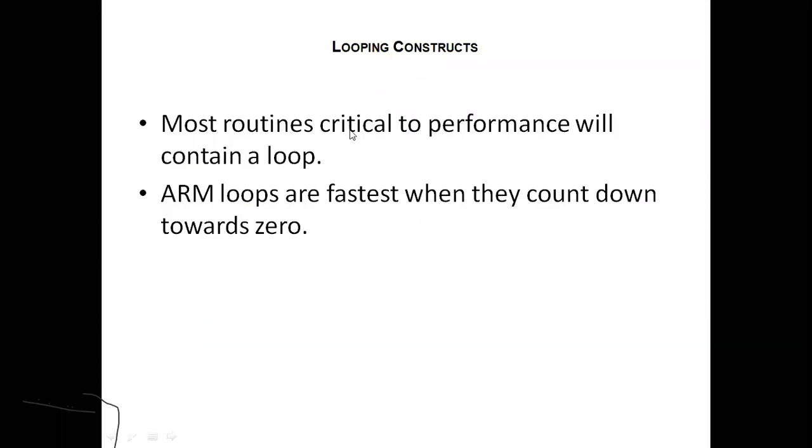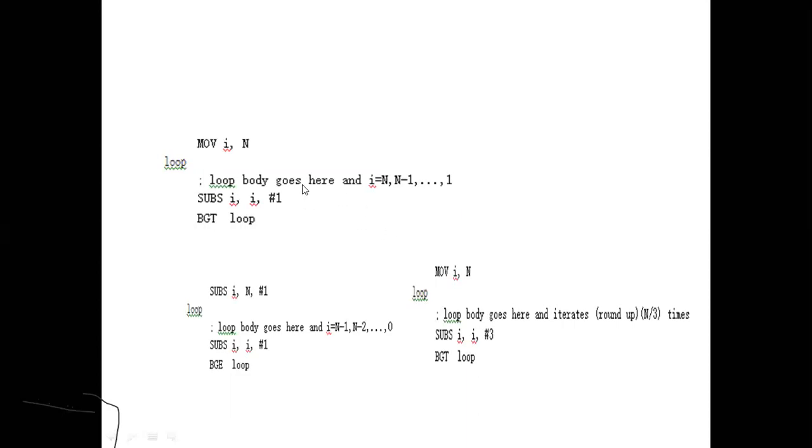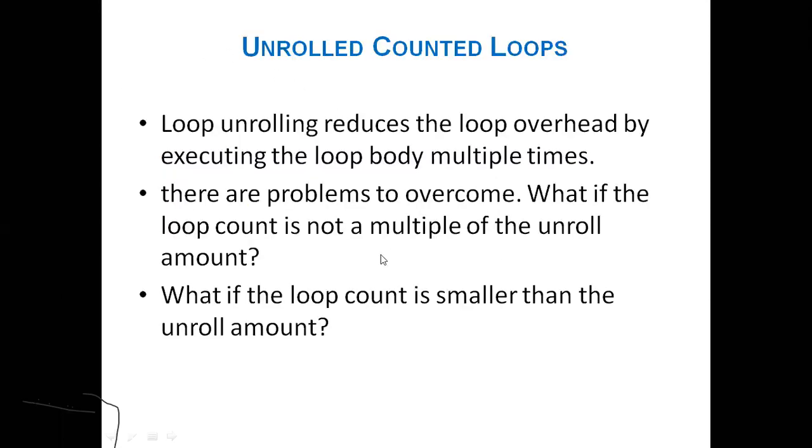Looping construct. Most routines critical to performance will contain a loop. ARM loops are fastest when they count down towards 0, right? When they count from n to 0, they are much faster. In this case as well, you are counting from n to 0, so it is counted from n to 0 as well. That is what the looping construct is.